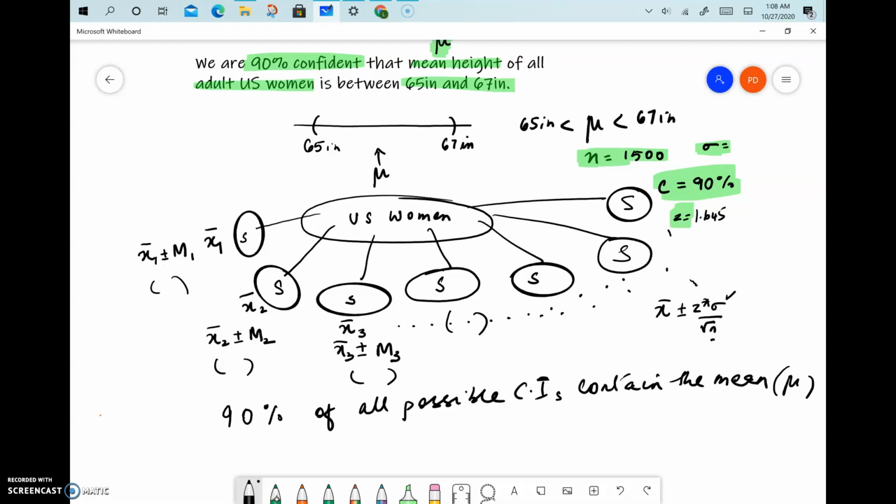It is possible that no matter how carefully we select our sample, randomly select our sample and do everything right, there's a small chance that the interval that we construct could be among those intervals that do not contain the mean. It's only 90% of all possible intervals that contain the mean.